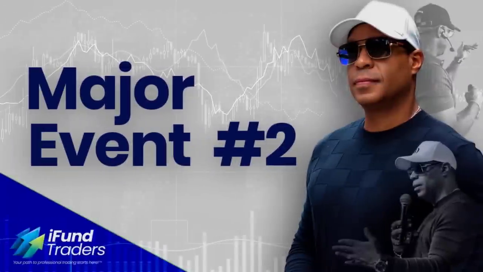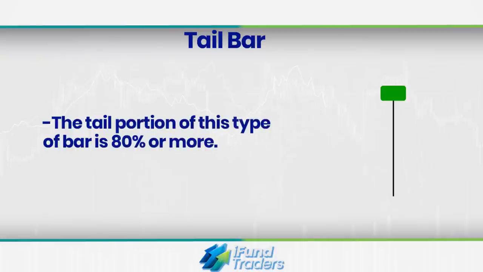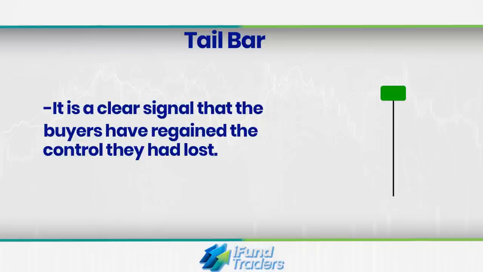Okay. The second major event is your tail bar. Now, remember, there's a bull version, a bottoming tail bar, and the bear version is a topping tail bar. There are different versions of an elephant bar, and there are different versions of a tail bar as well. I'm going to stick with the main one here, where you have a green top. Okay? So it's a tail bar with a green top, a bottoming tail bar with a small green body.